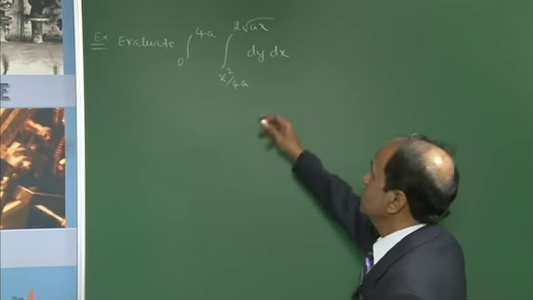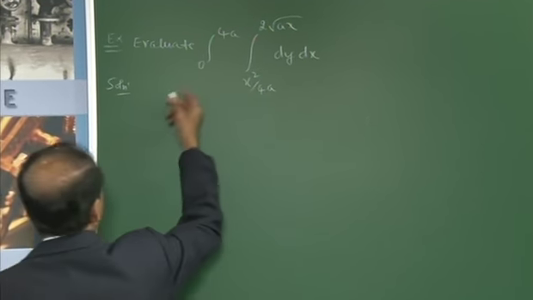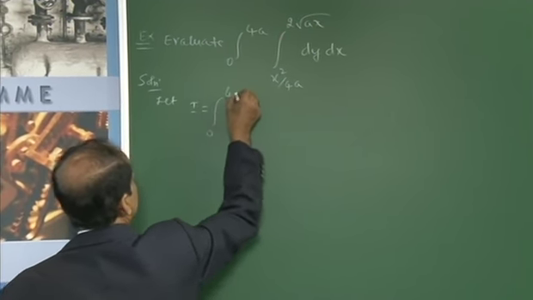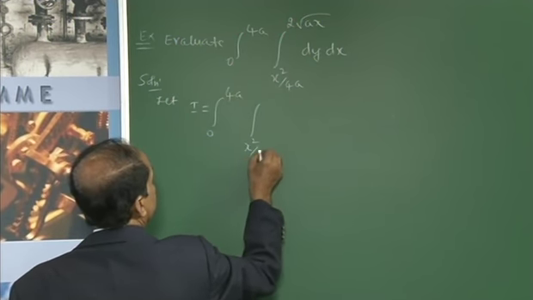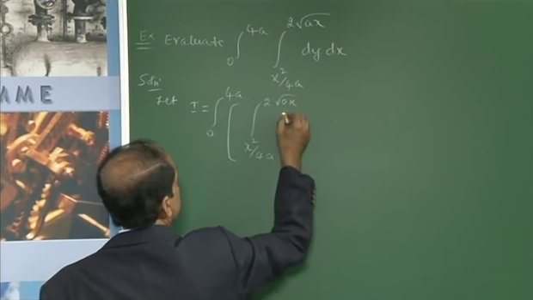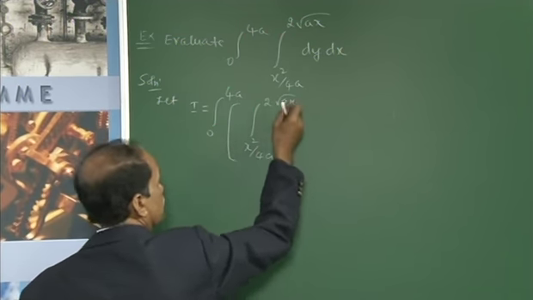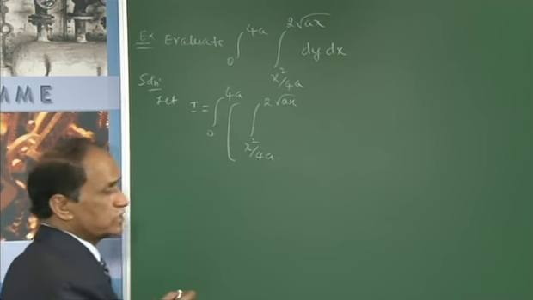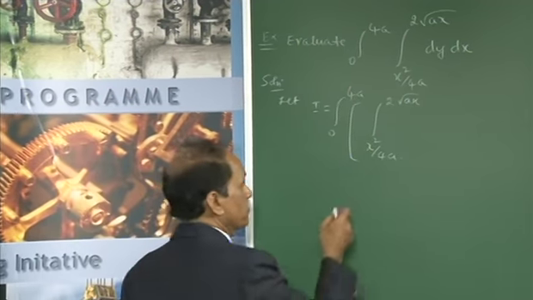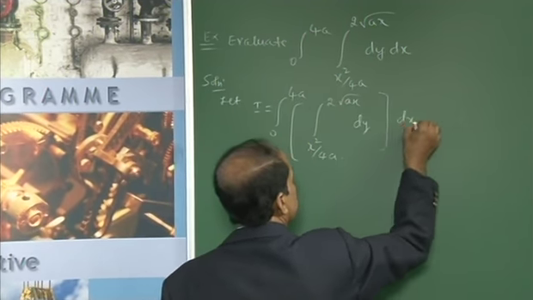Now, as a first step, to make it very clear, let I equal the integral from 0 to 4a, and x square by 4a to 2 root of ax within the brackets, should be dy. Here, for the opposite symbol you have to take, because I already told you in the list of problems when you solved double integrals with limits as constants and double integrals with limits as variables. Then here it must be the opposite symbol, meaning dy, and close the bracket, it is dx.